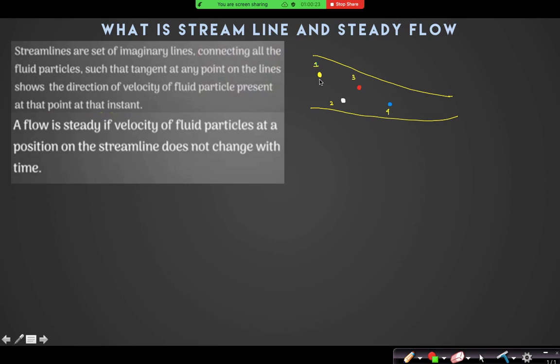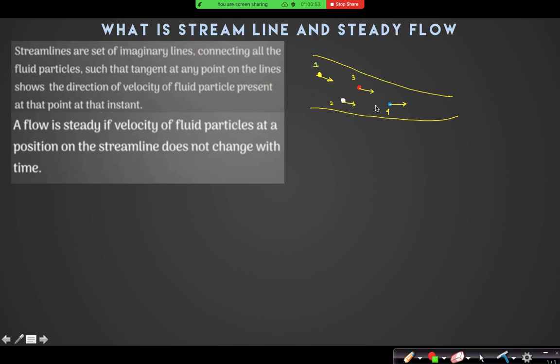And what you have done, you have noticed that at this particular instant, this fluid particle is moving in this direction. Velocity of this fluid particle is in this direction. Right? Velocity of this fluid particle is in this direction, and velocity of this fluid particle is in this direction. At this particular instant, these velocities are noted, the directions.